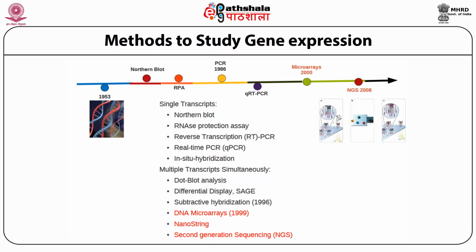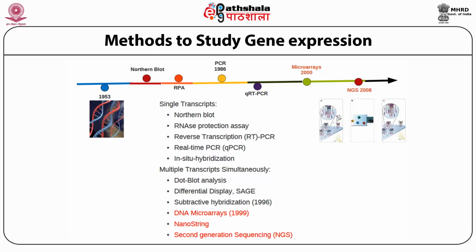Methods to study gene expression. As I mentioned, there are different methods, and this timeline shows that from 1953 to 2008 to 2016 and 17, there has been a huge evolution and dramatic changes in the way we study gene expression. We started with northern blots, PCRs and RNA protection assays. I don't say that these are obsolete, they are still very well used, but the wealth of information you get nowadays from a single experiment is enormous, completely mind-boggling compared to what you used to do a couple of decades back.